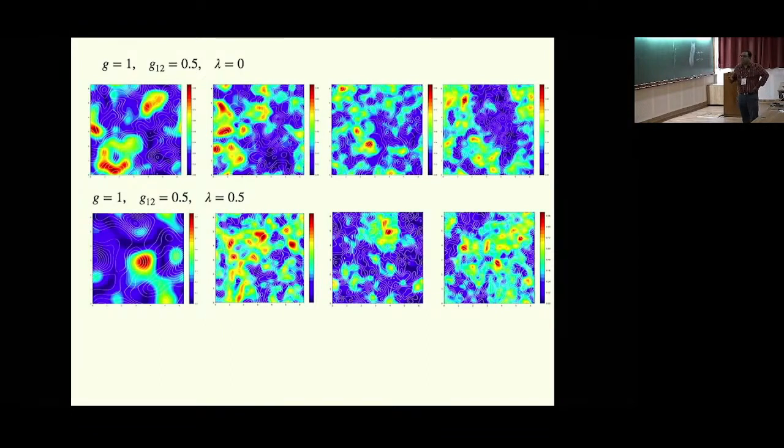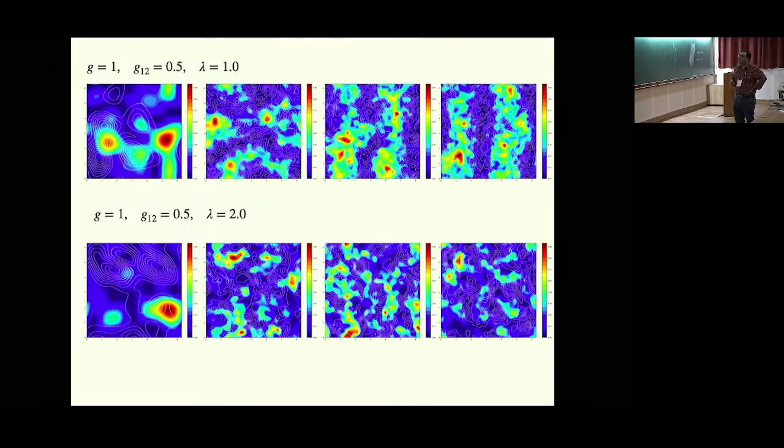Now I will start to introduce lambda. Going from left to right is time, for a given lambda and a given value of G and G12. For lambda 0.5, I still see miscible behavior. But at lambda 1, although the condition for a binary condensate, G and G12, tells me that the components should be miscible, putting in this lambda starts giving me some patterns.